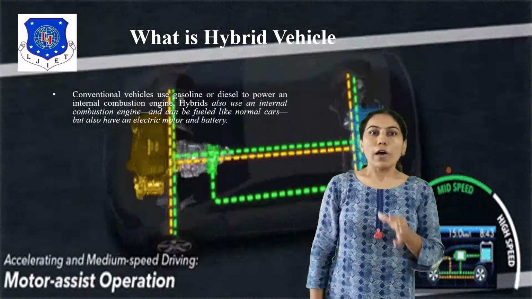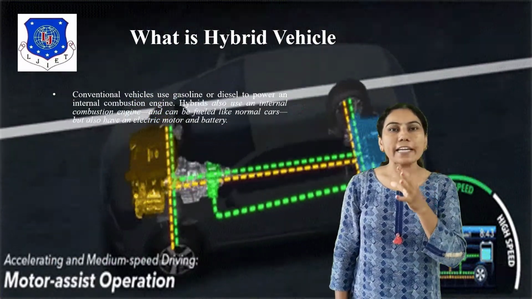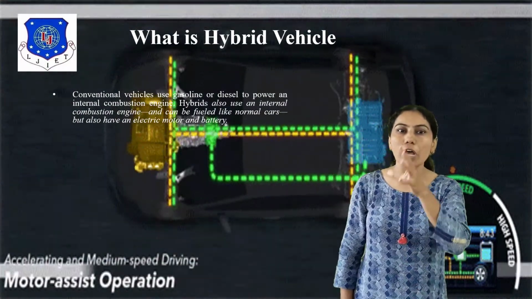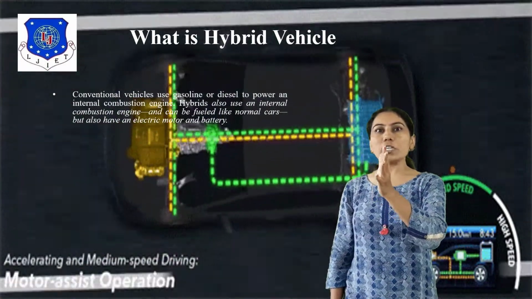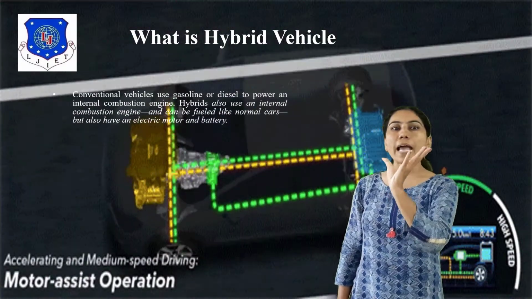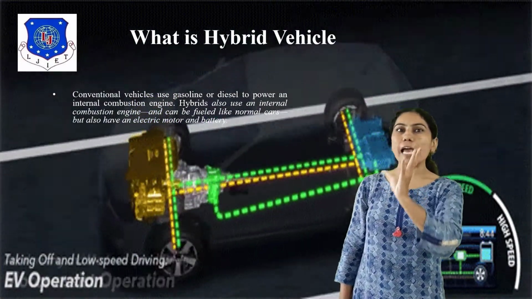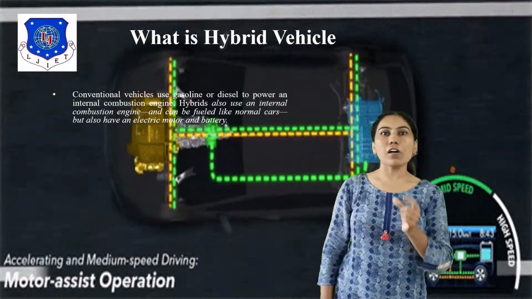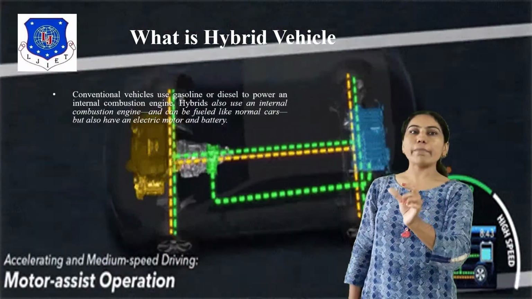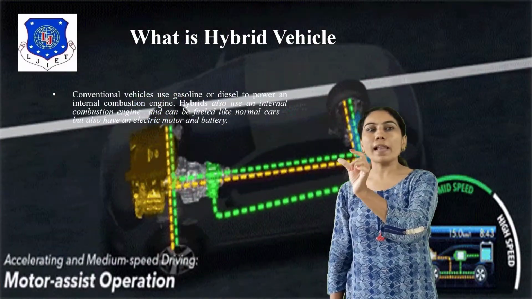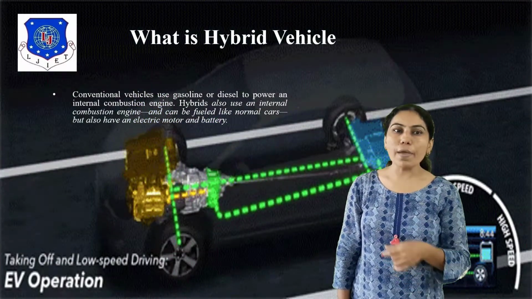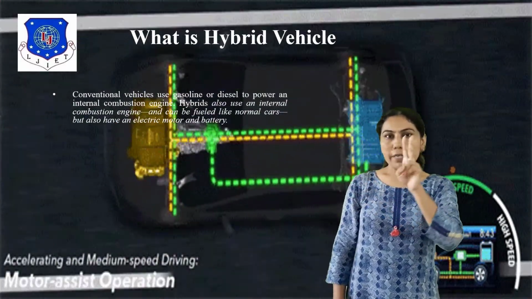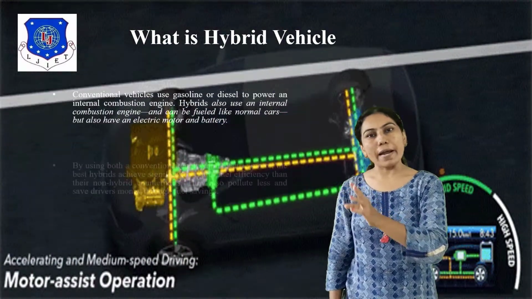A hybrid vehicle is a vehicle that uses both a fuel-powered engine and an electrical motor, meaning gasoline or diesel to power an IC engine. The hybrid also uses an IC engine, meaning an internal combustion engine, which can be fueled like a normal vehicle, but it also has an electrical motor and a battery. The main parts are the electrical motor and the battery.